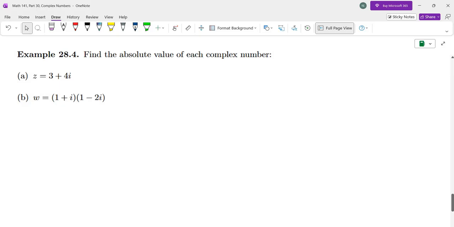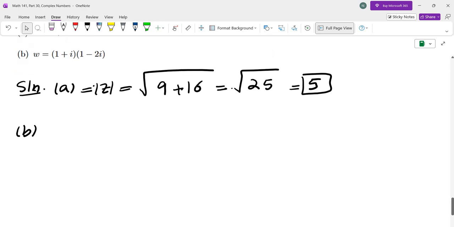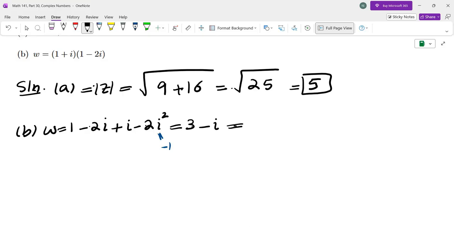Find the absolute value of each complex number. For this complex number, the absolute value would be the square root of a squared, which is 9, plus 16, and that is root 25, which is 5. So the absolute value is 5. For part B, we'll distribute, write it in standard form, and then take the absolute value. So we get 1 minus 2i plus i minus 2i squared. Again, i squared is -1, multiplied by -2, we get 2, and then we add 1, we get 3 minus i. So the absolute value of w is the square root of 9 plus 1, which is root 10.